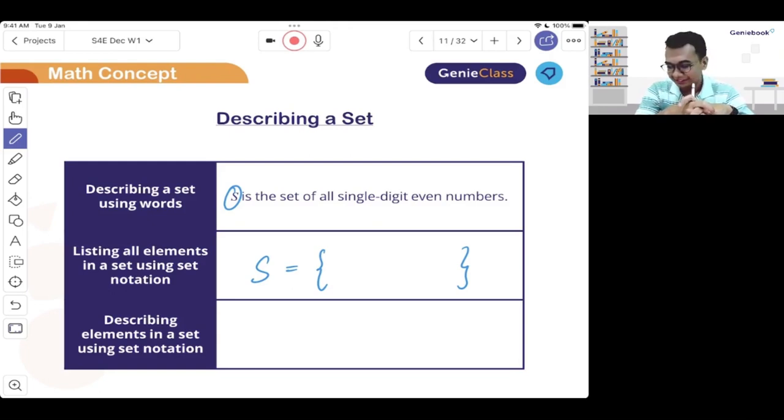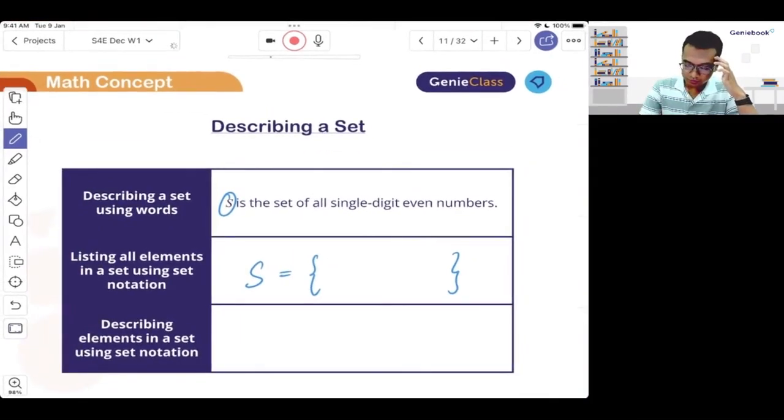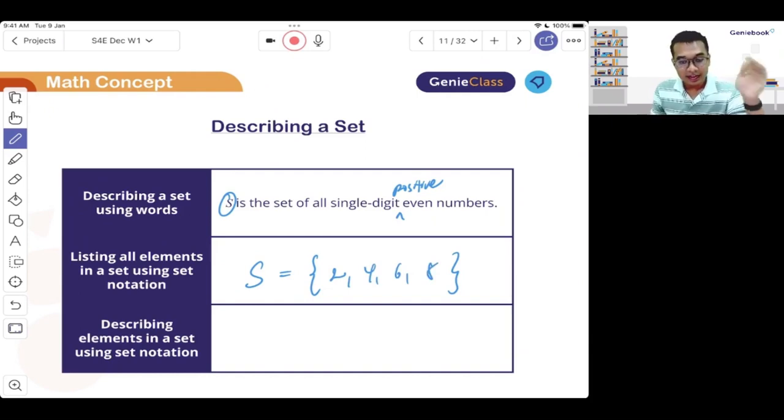2 or 0? Okay, I believe for this one, sorry, we should mention positive. So if I add the word positive there, it means that 0 is no longer counted. Correct, Denise, very good. We start with 2, followed by 4, 6, and 8. After 8, the next even number is 10, so that's not counted.